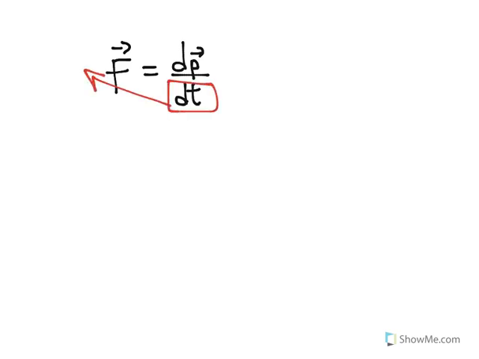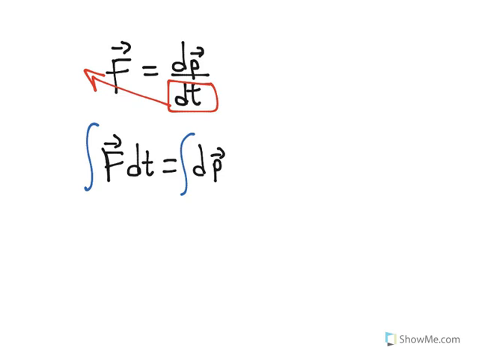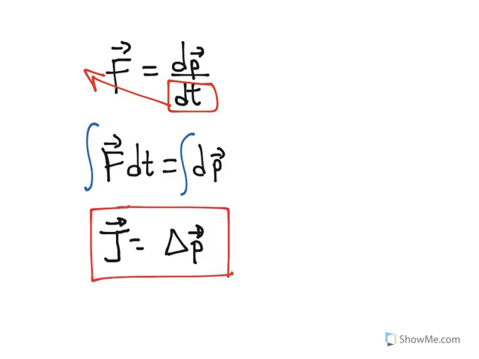What is going to happen? Force times dt is going to be equal to dp. We can change this by integrating, and the integral of force dt, as in a previous explanation, is going to be the impulse. And this is going to be final momentum minus initial momentum. Do you remember that we said that these two were related? Well, this is the relationship. Impulse is a change in momentum.